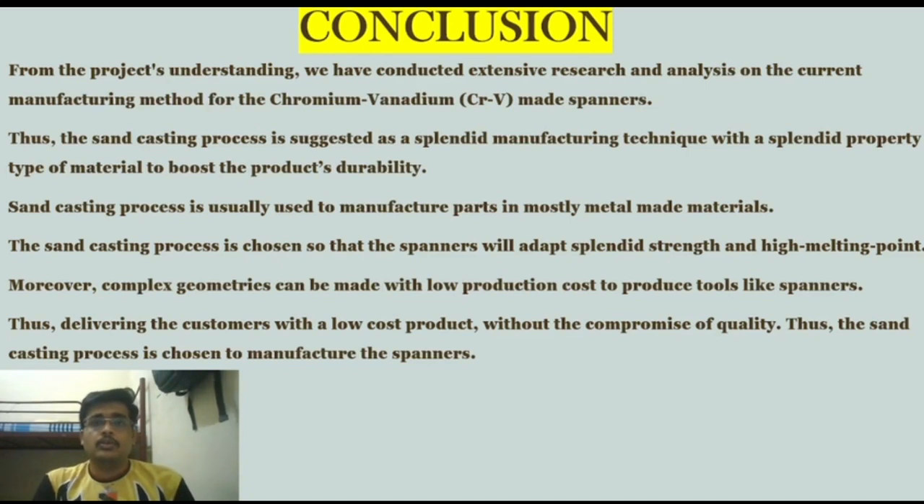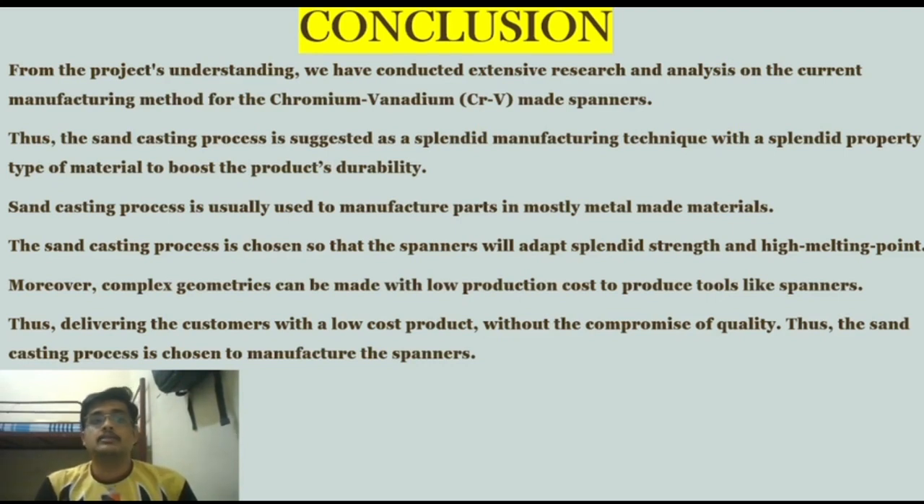Next, I would like to go to the conclusion, which is the final part of our presentation. From the project's understanding, we can conclude that we have done extensive research and analysis on the current manufacturing methods to choose which manufacturing method is the best to produce the chromium vanadium made spanners. Upon several analyses, we have found that the sand casting process was the best to manufacture the chromium vanadium made spanners.